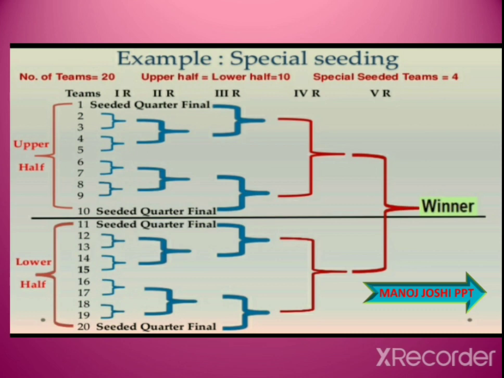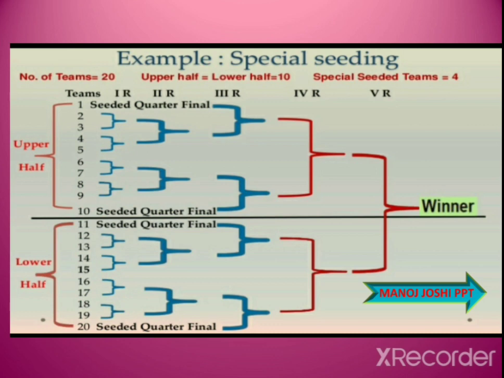So now the rest of the teams will play their matches. 2 versus 3 is the first match, 4 versus 5 the second match, 6 versus 7 another match, 8 versus 9 another match. That is the fourth match. The fifth match is 12 versus 13. The sixth match is 14 versus 15. The seventh match is 16 versus 17. The eighth match is 18 versus 19.